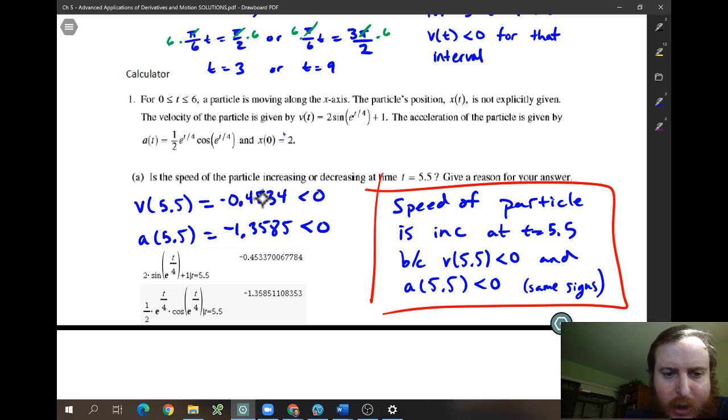You need to show them that you typed this in, right? They can't see what you did in your calculator. So this here absolutely needs to be on your page. You will lose points on the free response if it's not on your page.